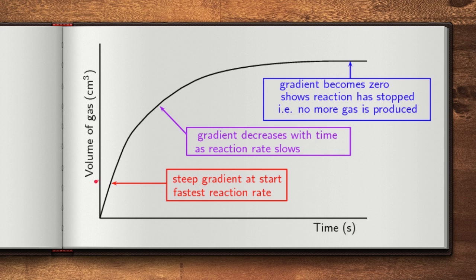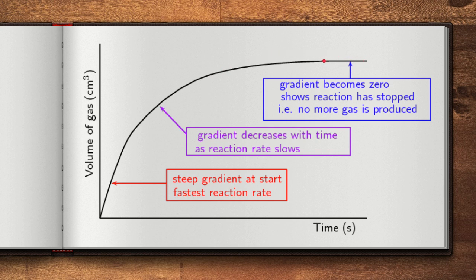Normally what we find is that we have a steep gradient at the start, or the line goes up pretty quickly. That means a fast rate of reaction, because the steeper the line, the faster the rate of reaction. Over here, you can see that the rate of reaction is starting to slow down. We know this because the gradient is getting less steep. What will happen is eventually you will level off.